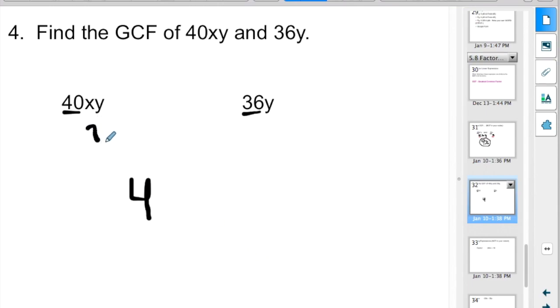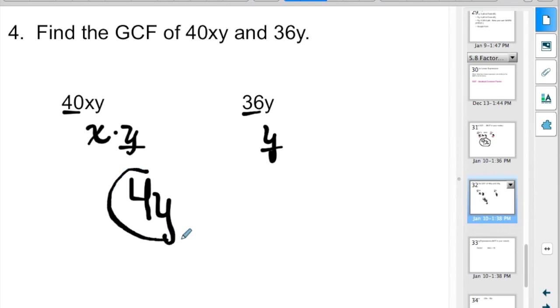Now we take our variable parts and we expand them. xy means x times y. Over here, a little simpler piece, we just end up with a y. What's common to both variable parts is the y, so we write it down below. Our GCF of those two terms is 4y, so each term can be divided by 4y. Number 5 you're going to do as well. If you want to pause the video now and do number 5, that might be a good idea. If not, remember to finish that one up tonight for homework.